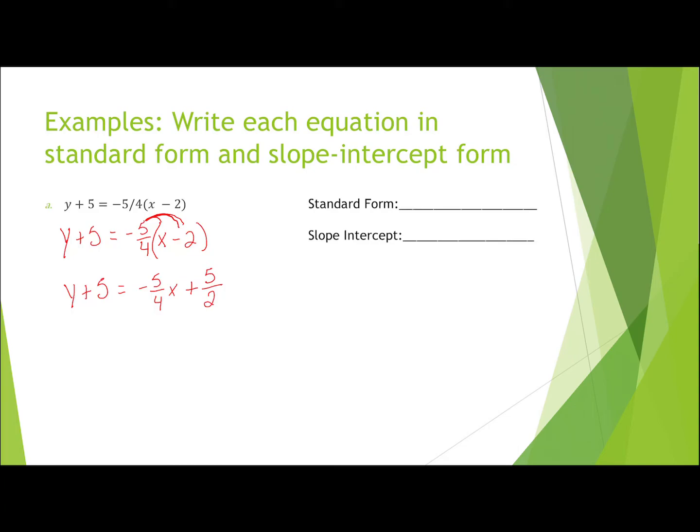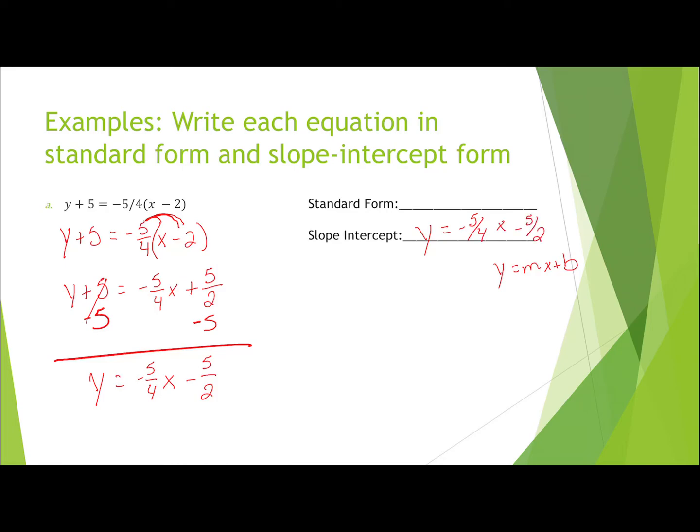Then to get it in slope-intercept form, remember slope-intercept form is y equals mx plus b. So we have the mx part, we need to get the y by itself, so I need to subtract 5. So we're going to have y, our 5's would cancel. Y equals negative 5 fourths x. Again, I'm not going to ask you to do things in your head. Use your calculator, 5 halves minus your 5, and you're going to get negative 5 halves. So that is our slope-intercept form, y equals negative 5 fourths x minus 5 halves.